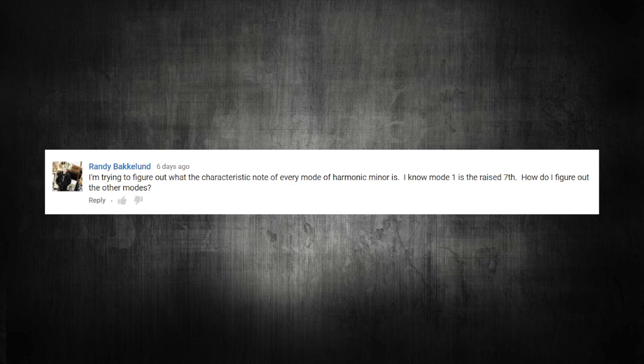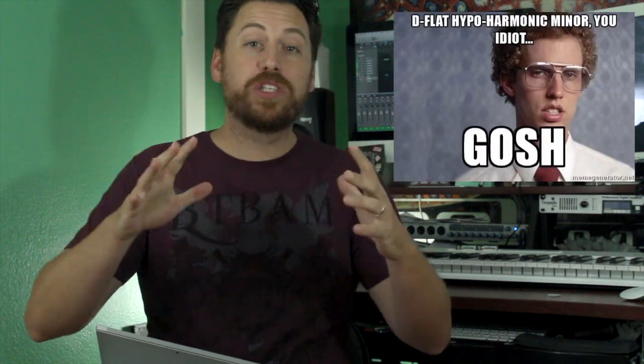First question. I'm trying to figure out what the characteristic note of every mode of harmonic minor is. I know what mode 1 is, the raised 7th. How do I figure out the other modes? This is a really good question, and this goes for every mode, not just harmonic minor.